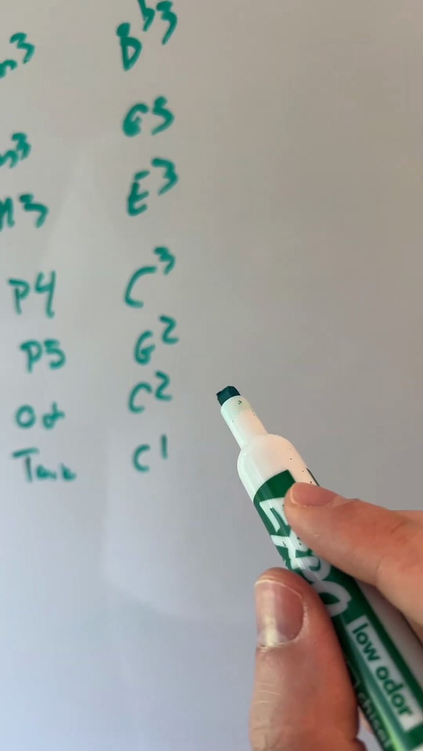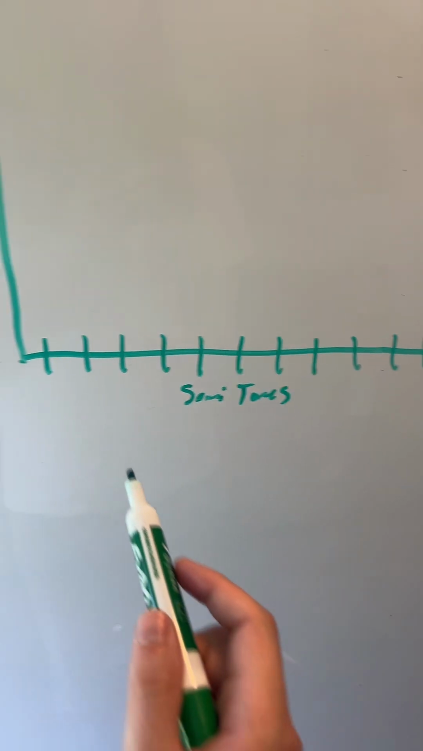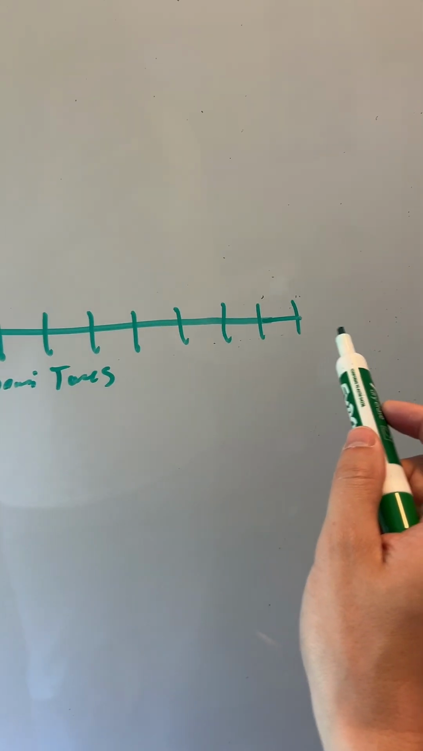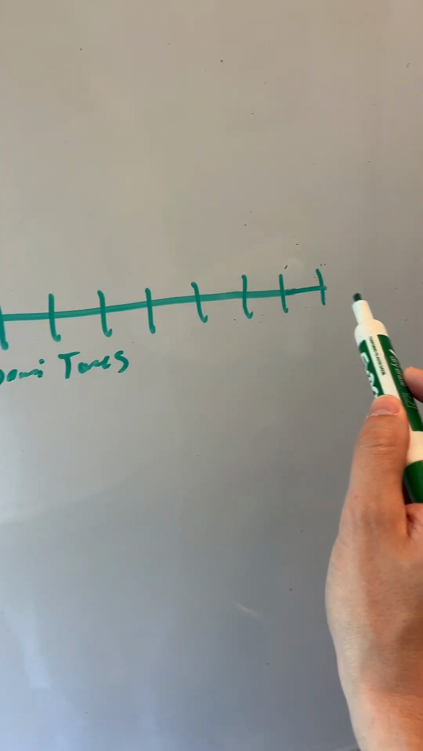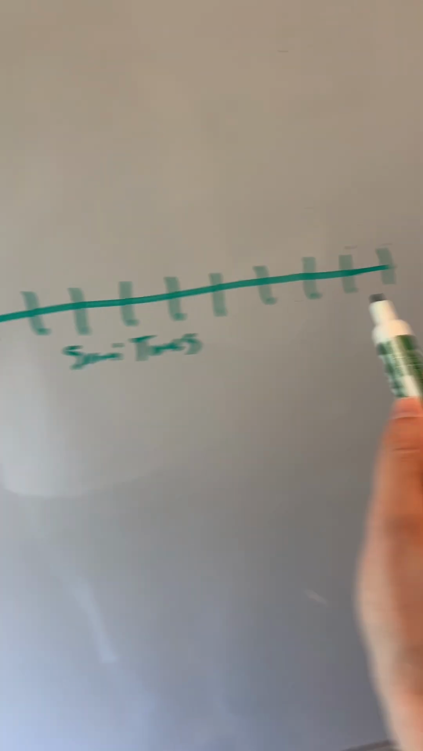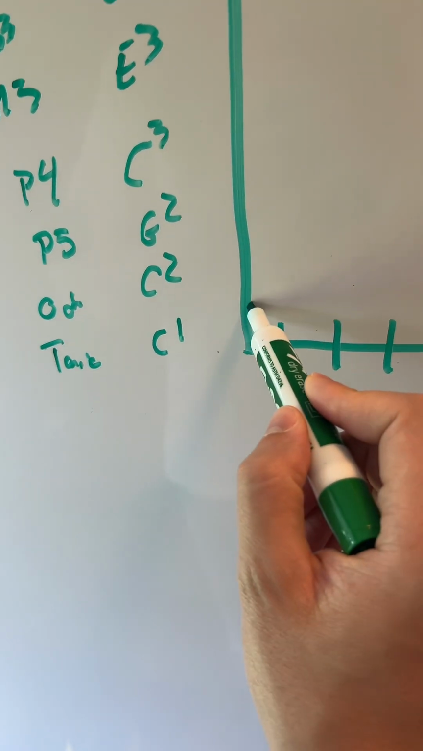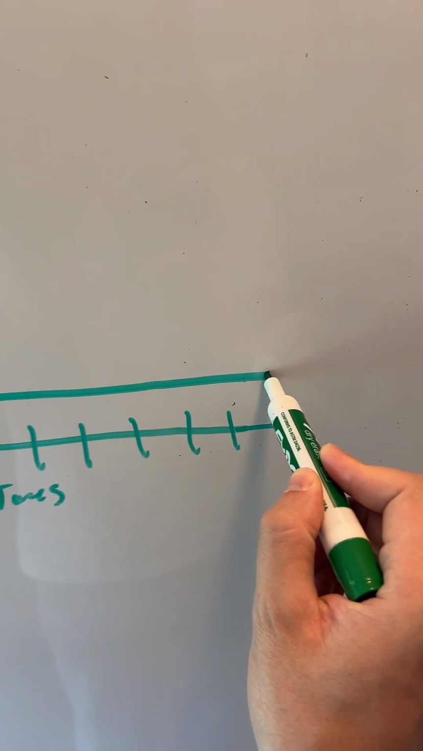Because in reality, this is how I want you to look at it. Let's say the bottom part here is your semitones. These are all half steps, right? So 1, 2, 3, 4, 5, 6, 7, 8, 9, 10, 11, 12. So this would represent a full octave, from this C to this next C. Boop.